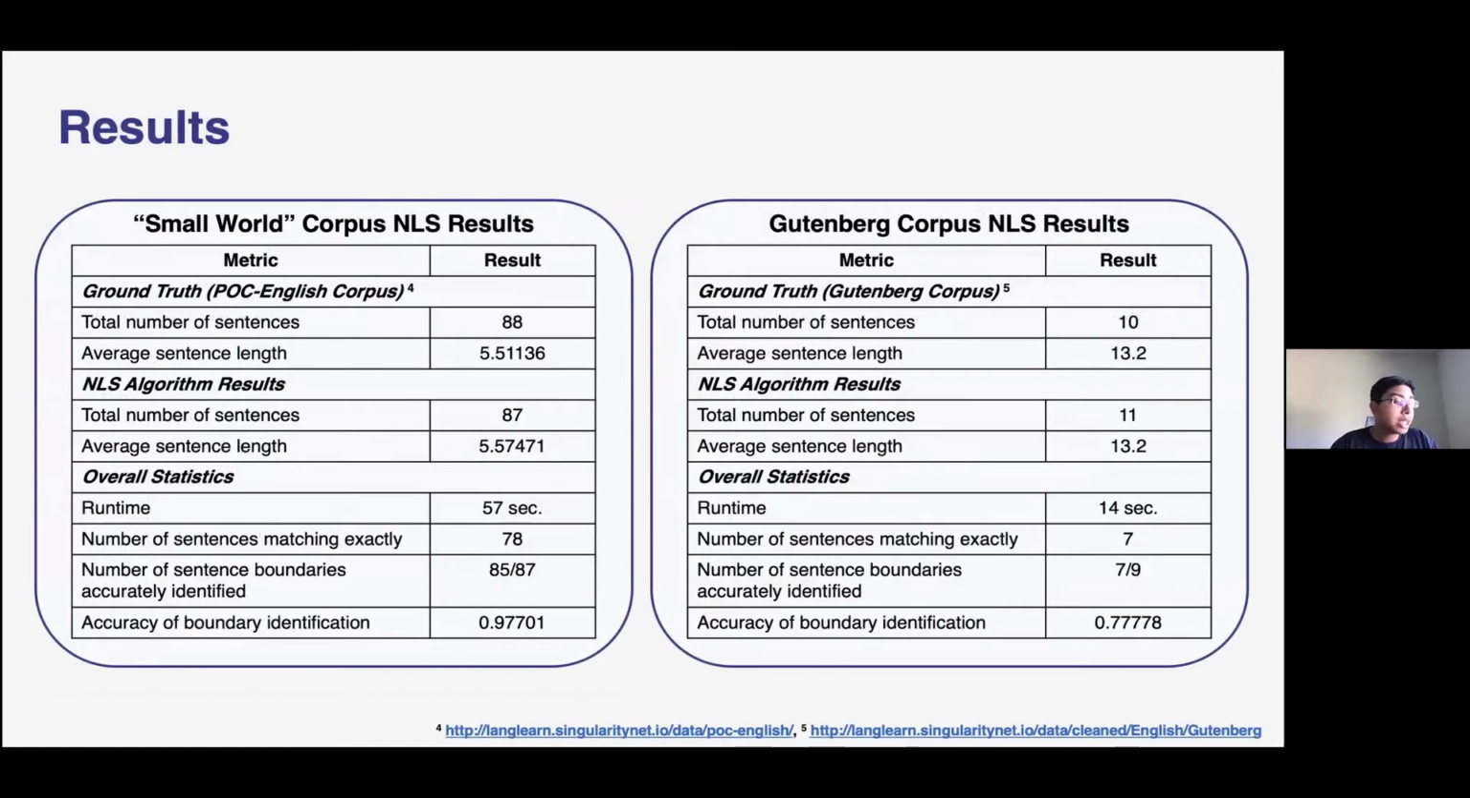So our algorithm was tested on 2 distinct corpora. When tested on 88 sentences with words all part of SingularityNet's small world POC English corpus, our algorithm segmented the corpus text into 87 total sentences and achieved an accuracy of boundary identification of 97.7%. When tested on an excerpt of Lucy Maud Montgomery's Anne's House of Dreams, as found in the Gutenberg Children's Corpus, our algorithm accurately identified 7 of 9 sentence boundaries and segmented the text into 11 sentences, 1 sentence more than the ground truth.